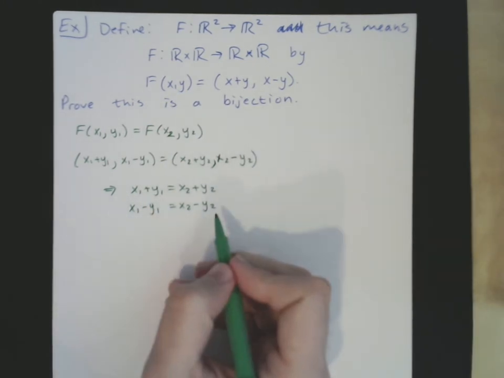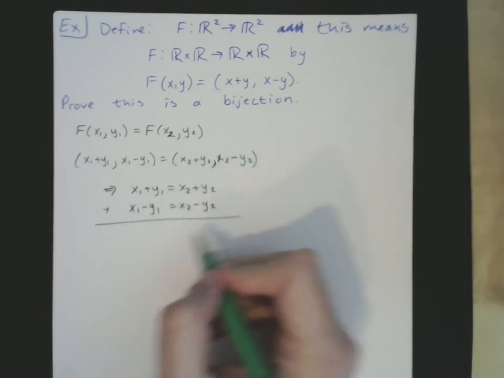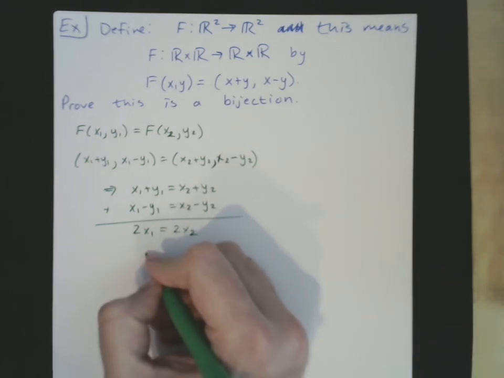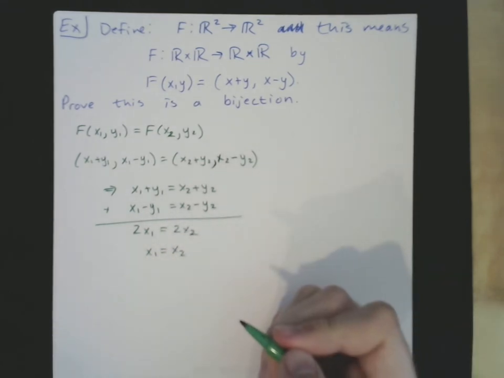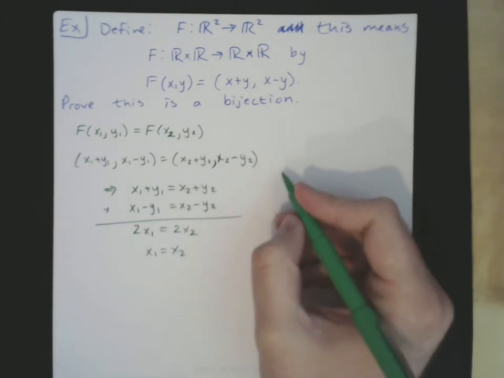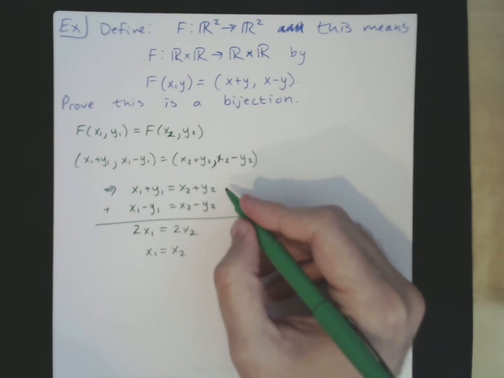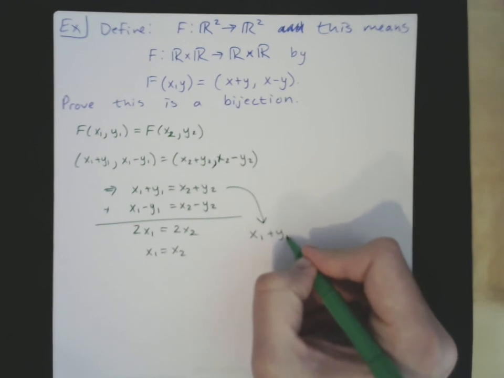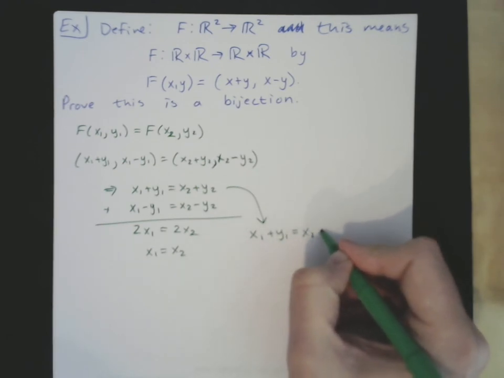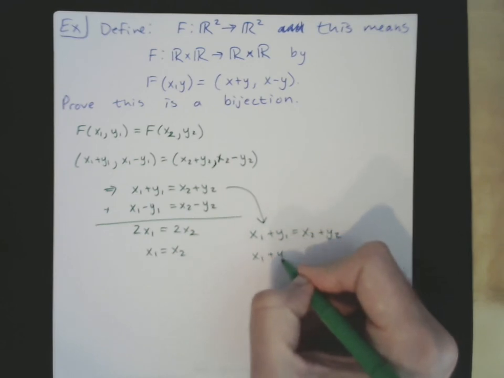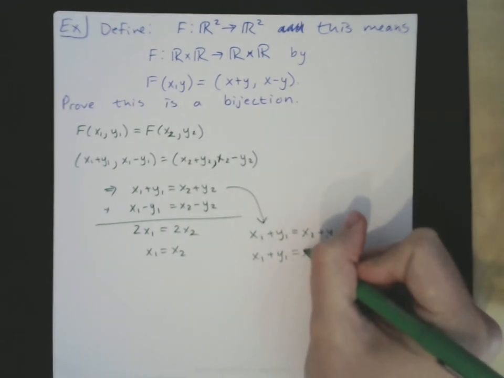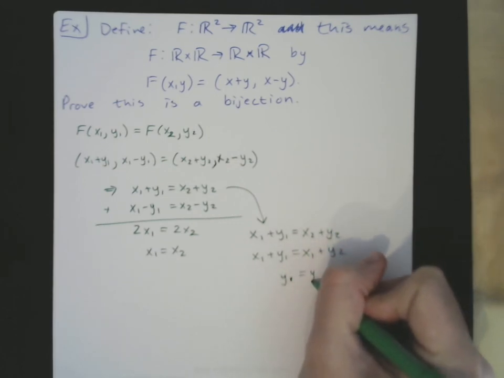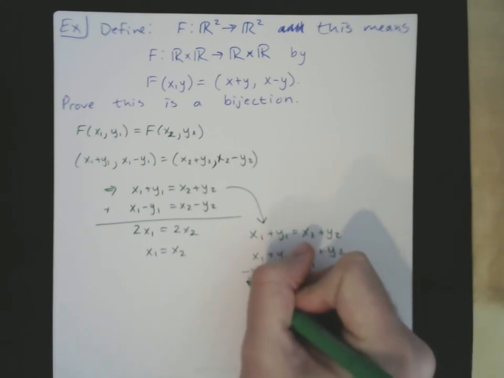So we have two equations and two unknowns. This is a linear system, so I'm just going to add these up. We're going to get 2x1 has to equal 2x2, so x1 has to equal x2, and then plugging that back into our equations, or we can just do the first one really. So we take this first equation, x1 plus y1 has to equal x2 plus y2. That means x1 plus y1 has to equal x1 plus y2. And that means that y1 equals y2 if we subtract that x1 from both sides.